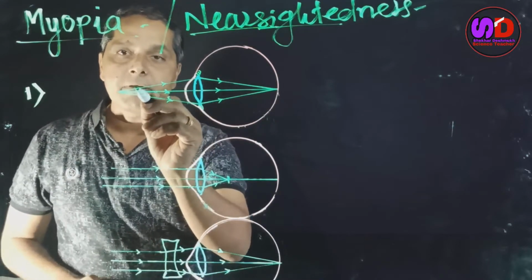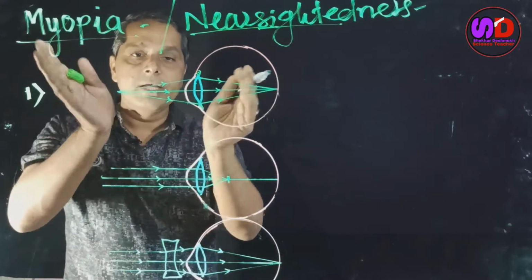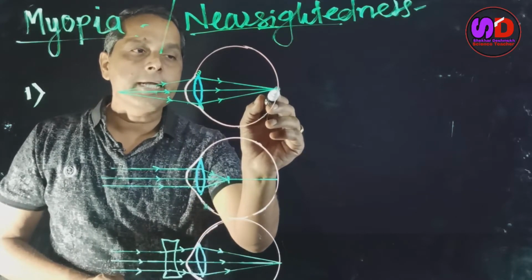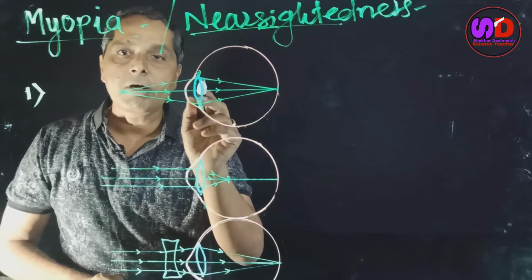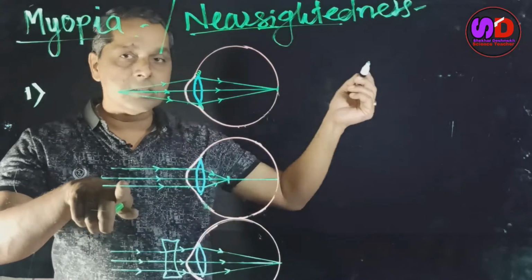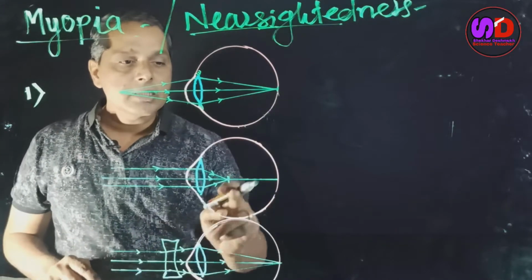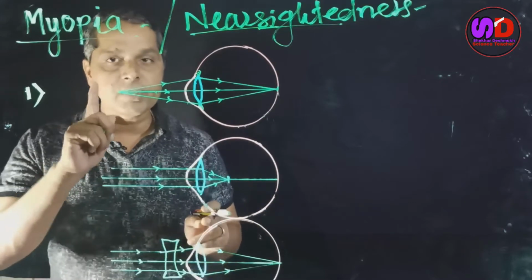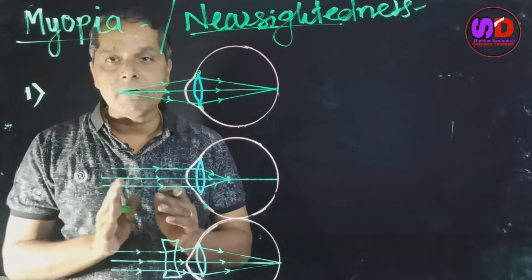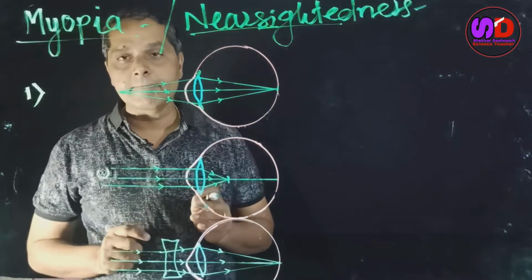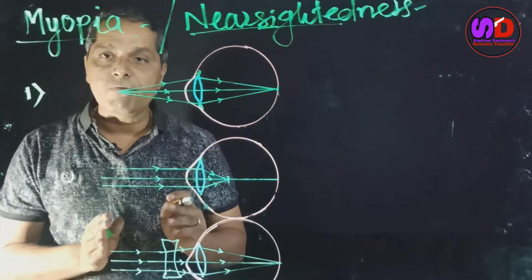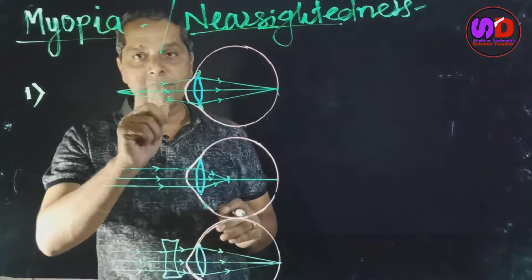Here the object is close to the eye, that is a near object. The light rays coming from the near object go in this way. Whenever they fall on the lens, the image is formed on the retina. That means the person can see the nearby object but is unable to see the distant object. A long distance object cannot be seen clearly because the image is formed in front of the retina. The first possible reason is the increase in curvature of the cornea and eye lens; the converging power of the lens becomes high, and therefore the image is formed in front of the retina. So this is the first possible reason.